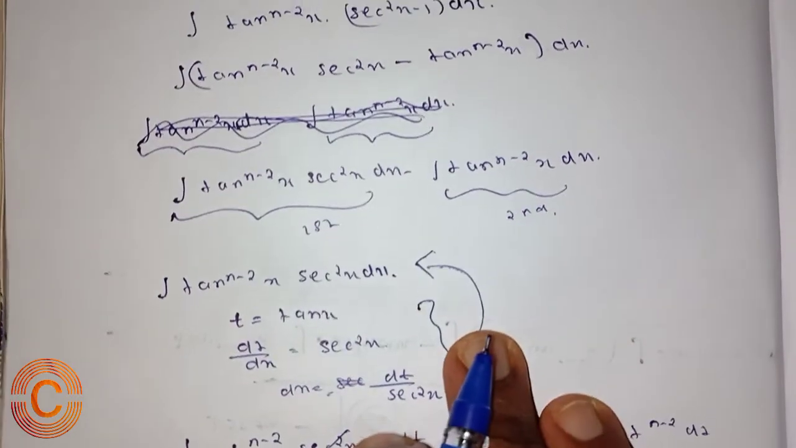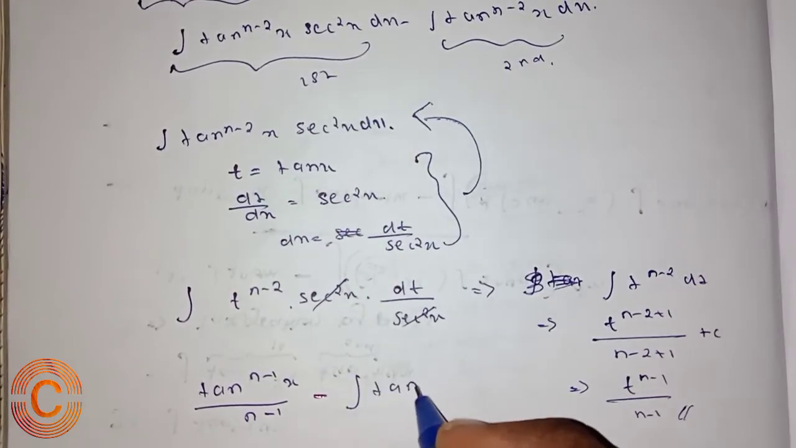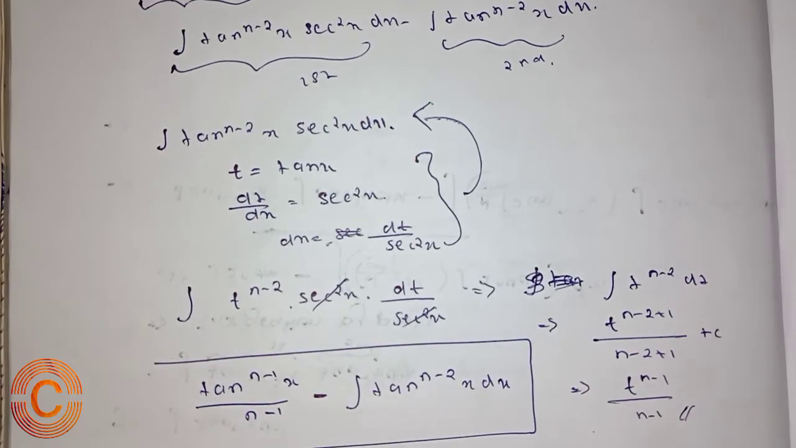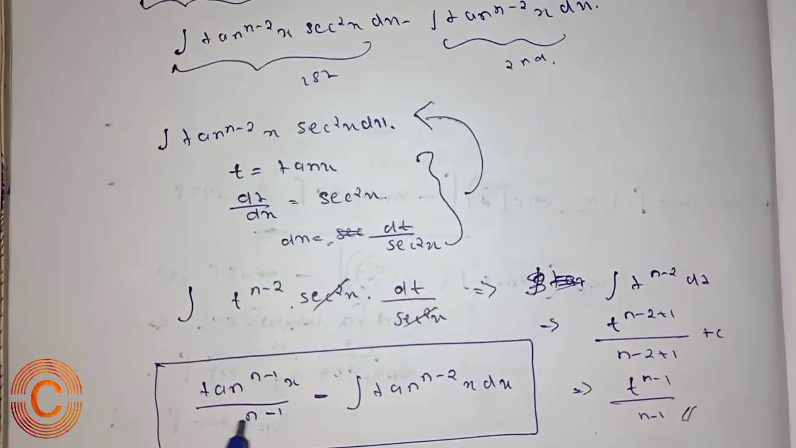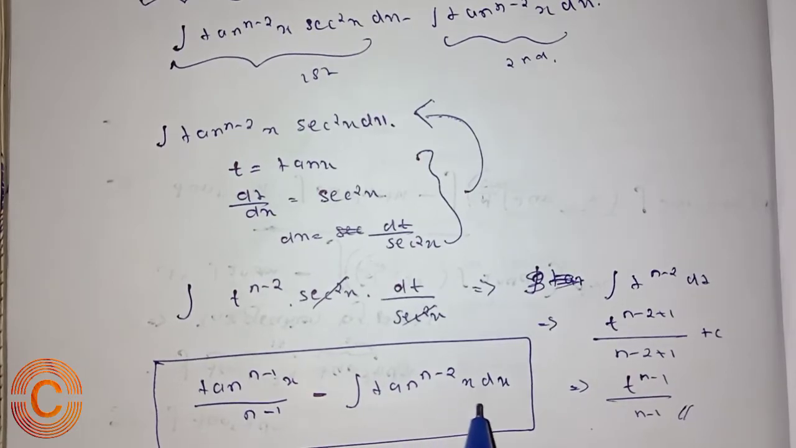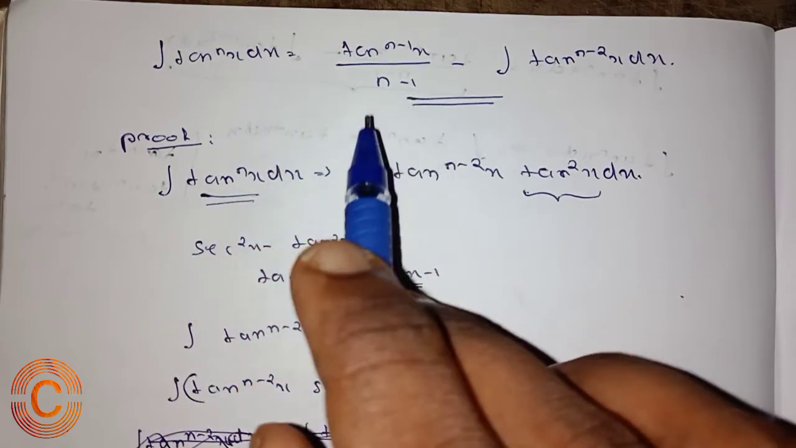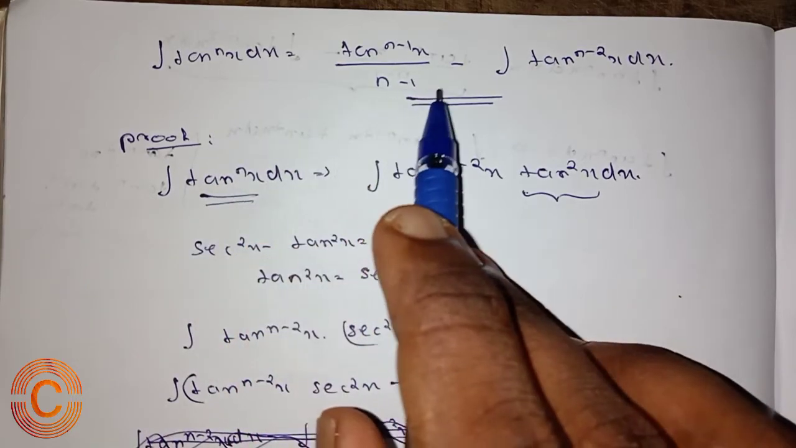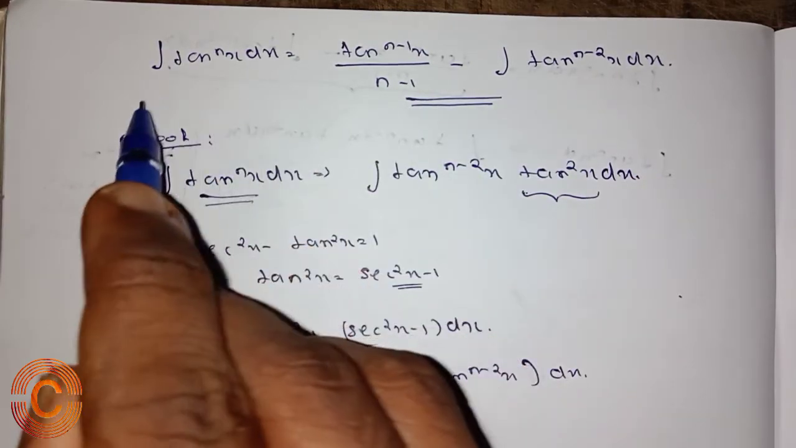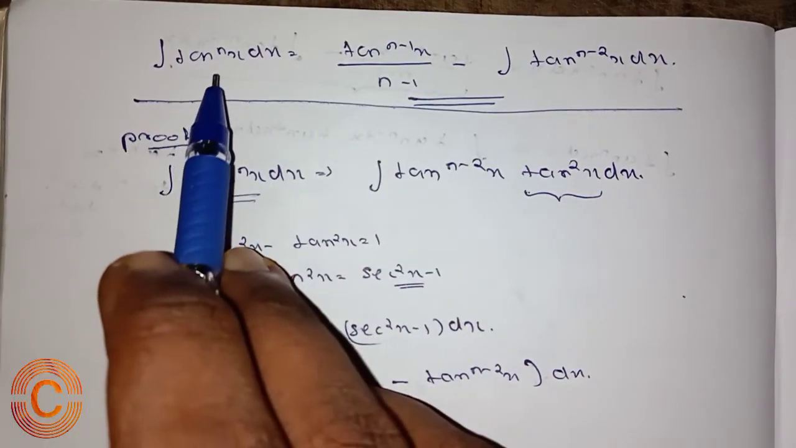Then the second term is the integral of tan^(n-2) x dx. Now here we get the solution, tan^(n-1) x divided by (n-1) minus the integral of tan^(n-2) x dx. So the integral of tan^n x dx is equal to tan^(n-1) x divided by (n-1) minus the integral of tan^(n-2) x dx. This is the reduction formula for the tan function with its nth integral.